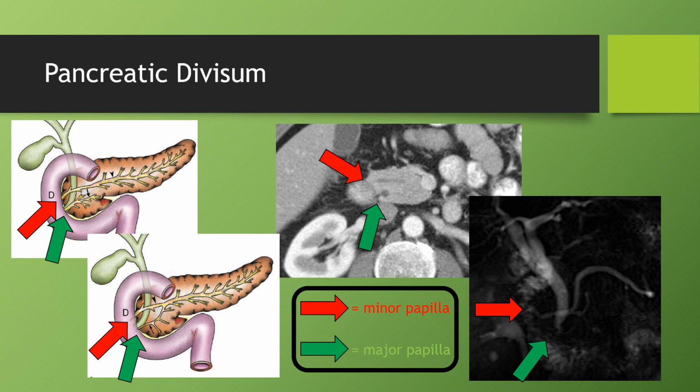And then I have an MRCP image where you can see a nice pancreatic duct coming from the tail, swooping around the head, and draining into the minor papilla of the duodenum, not following the course of the common bile duct, which is draining into the major papilla.